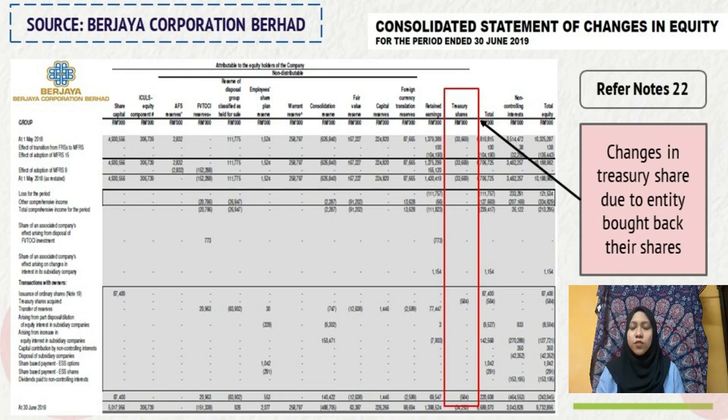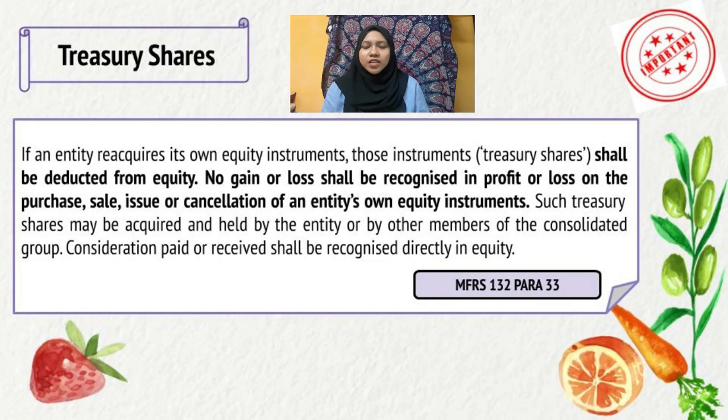The amount of shares that the company repurchased from the shareholders will be presented in the treasury shares column in the statement of changes in equity. MFRS 132 para 33 states that if an entity reacquires its own equity instruments, then those treasury shares should be deducted from its equity.